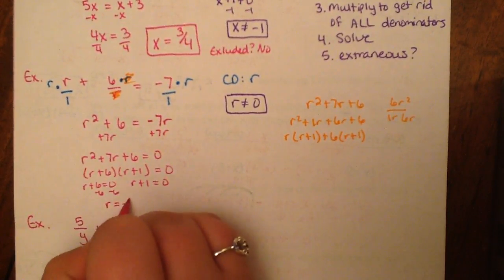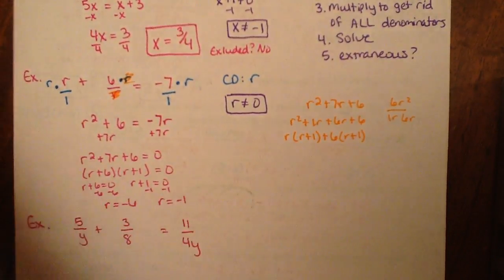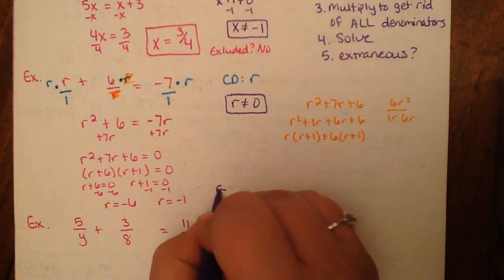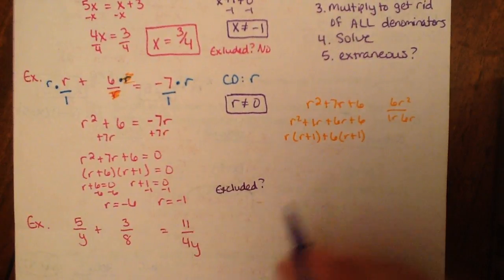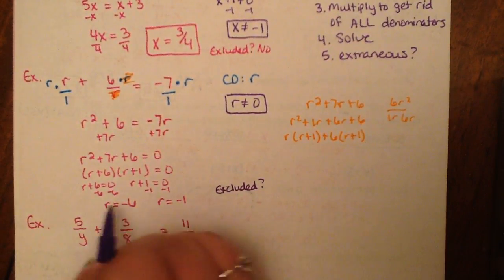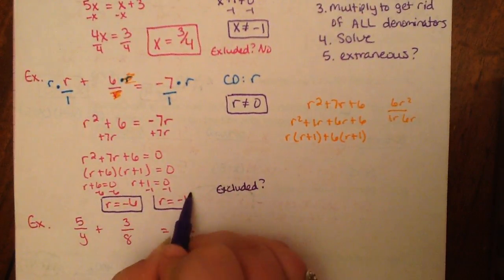So r would equal negative 6 maybe, or r would equal negative 1 maybe. Now I'm saying maybe because remember you always have to check to see if they're one of your excluded values. Well, the only excluded value I have is 0. So did either one of these say 0? No, they don't. So those are my answers.